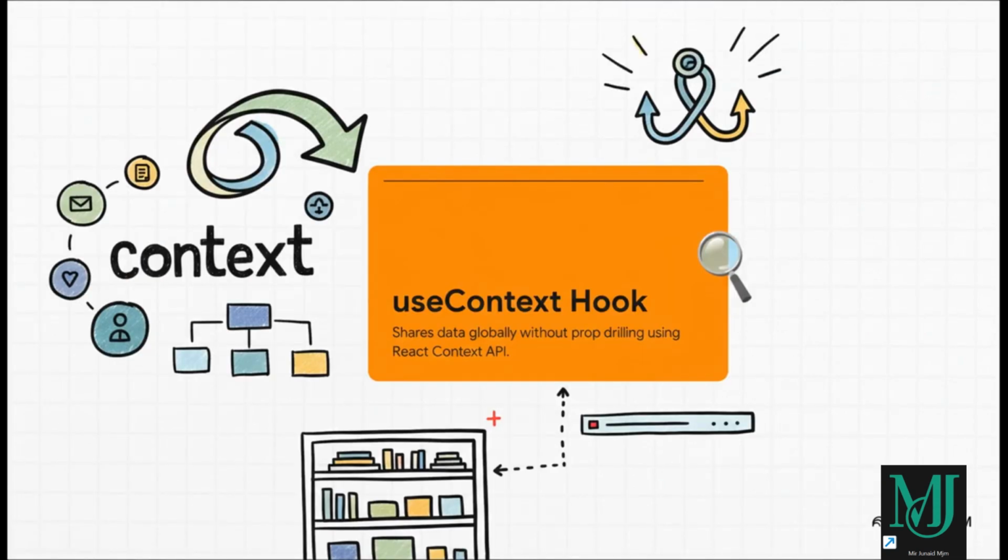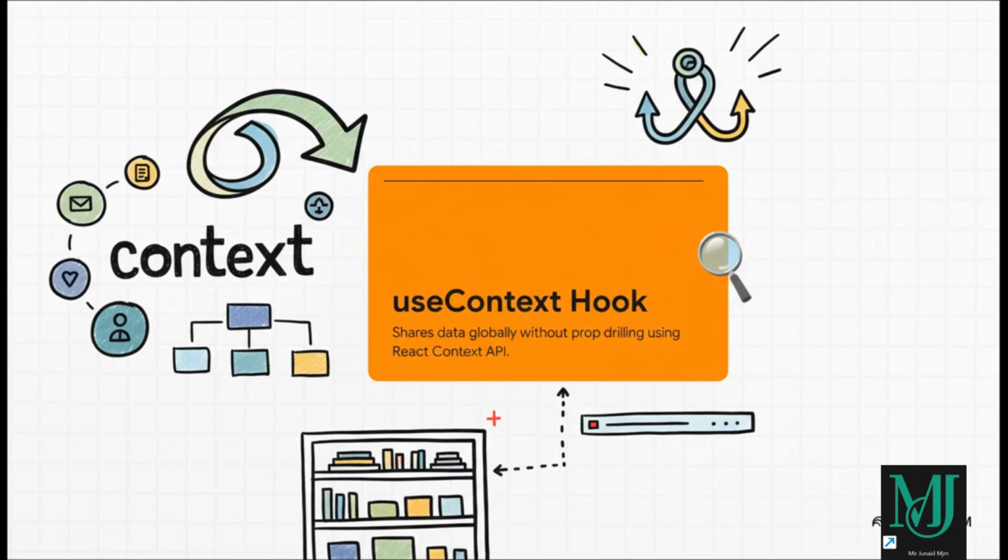And that's where useContext comes in. This hook lets you create a sort of global data bubble. You just provide the data once at a high level in your app, and then any component, no matter how deep it is, can just reach out and grab it directly. No more prop drilling. It is absolutely perfect for sharing things like themes, user authentication.